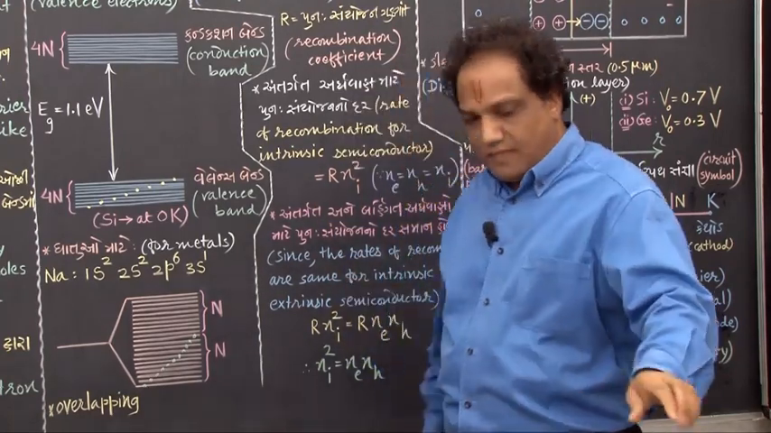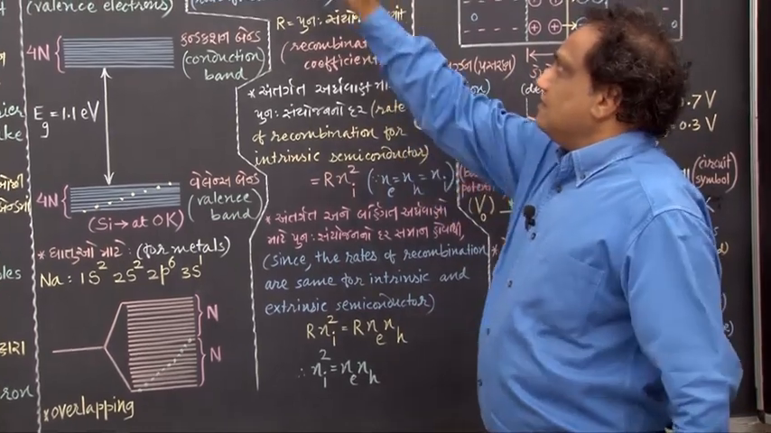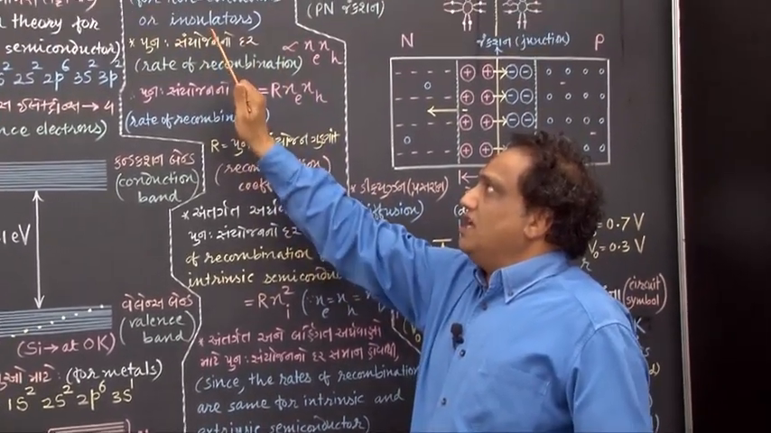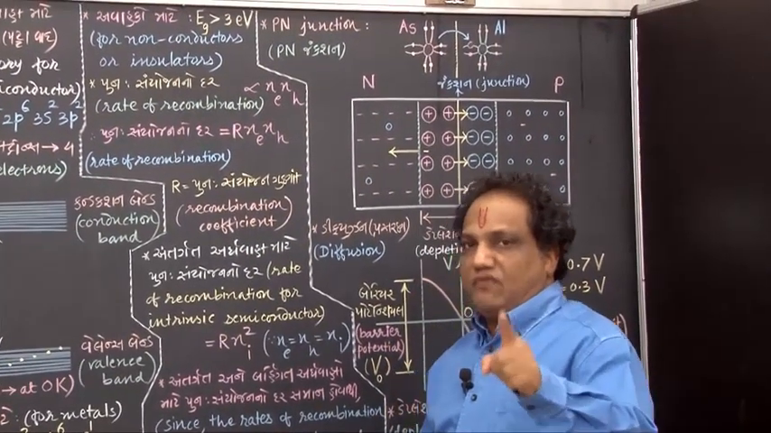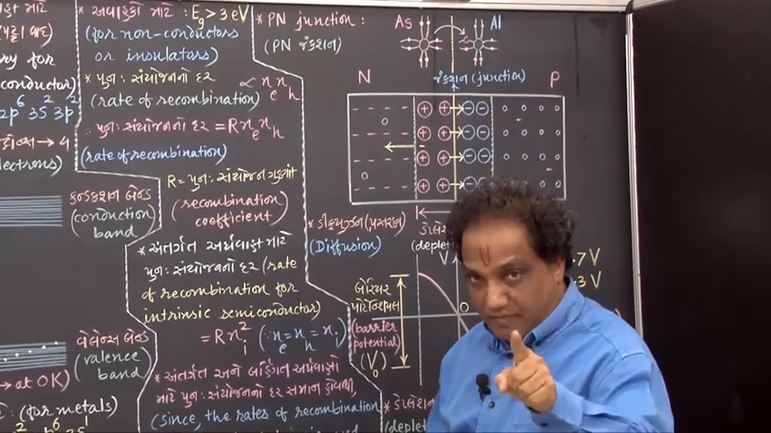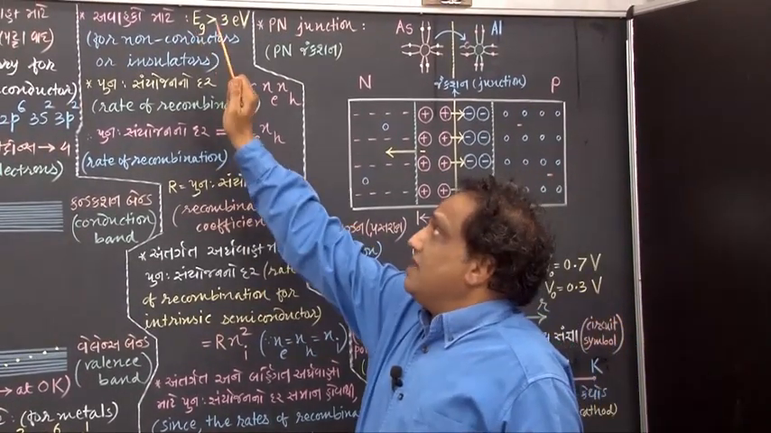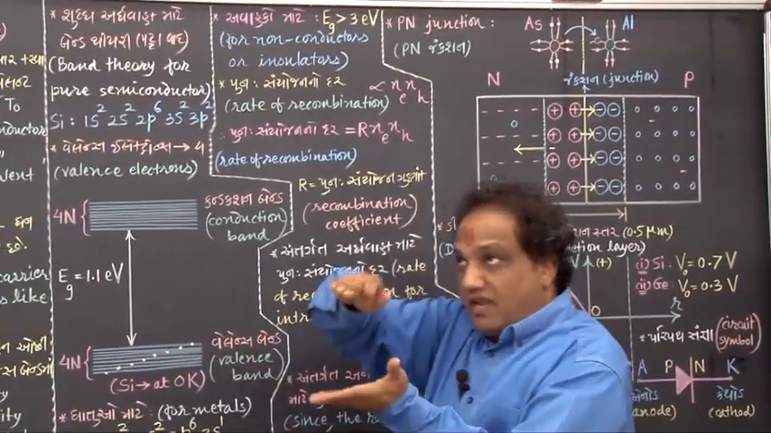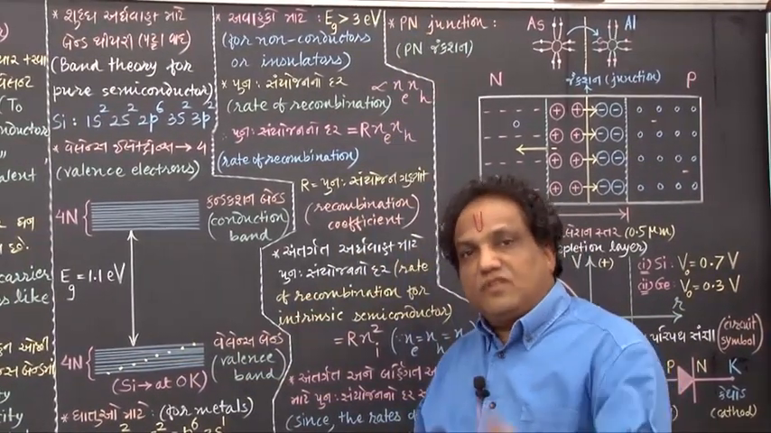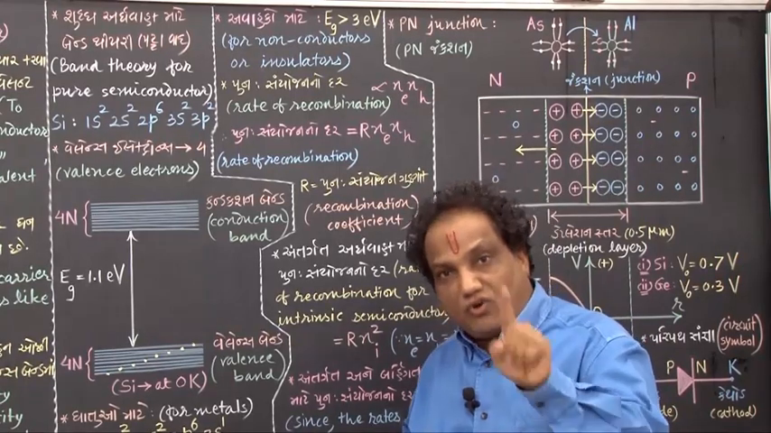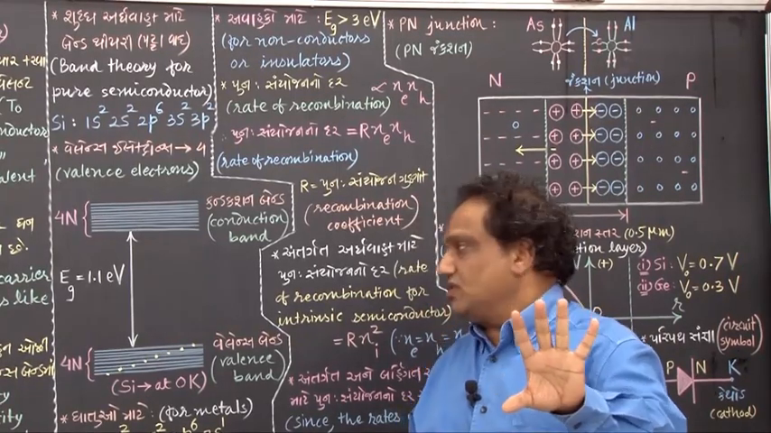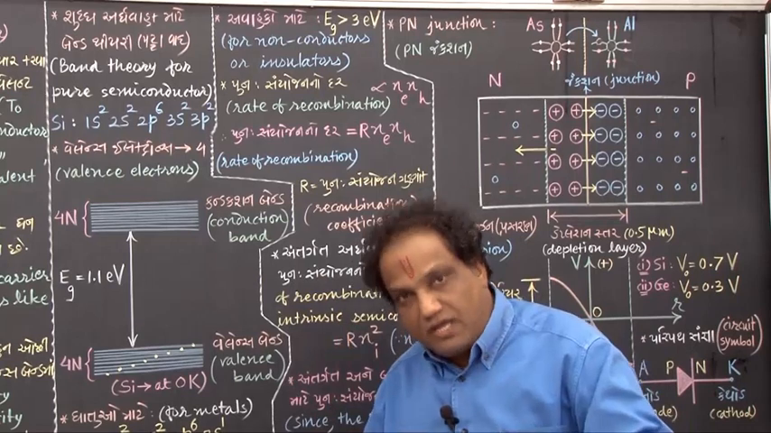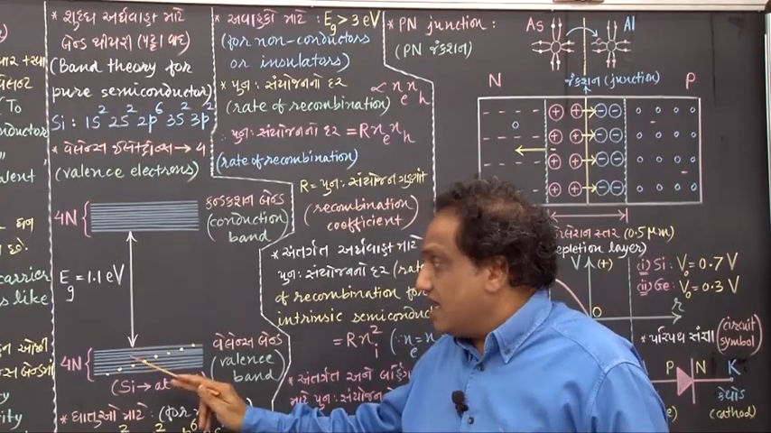That's why metals are found to be good conductors of electricity. Okay, fine. What about non-conductors or insulators? In case of non-conductors or insulators, remember, this energy gap is more than 3 electron volt. If this energy gap is very large, then what will happen for insulators or non-conductors? All the electrons are there in the valence band only. Not a single electron can make any transition.